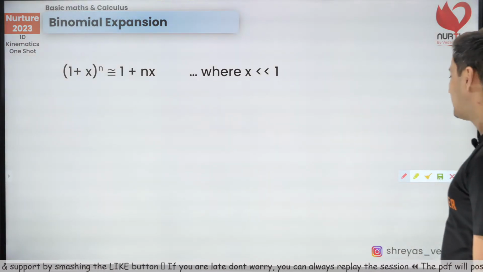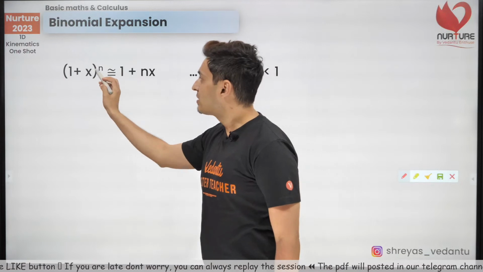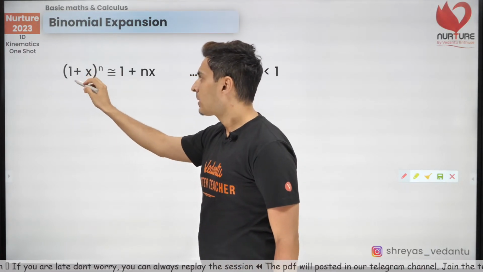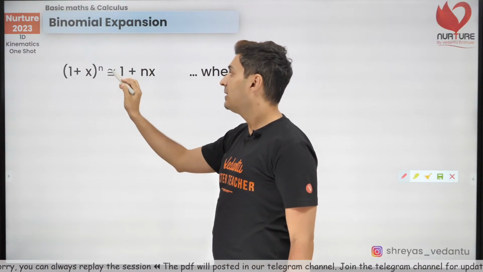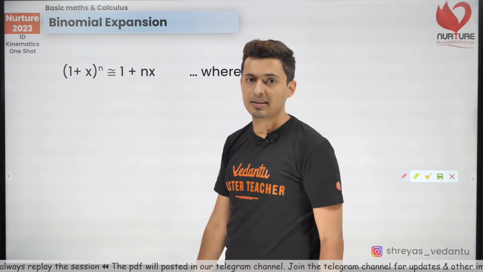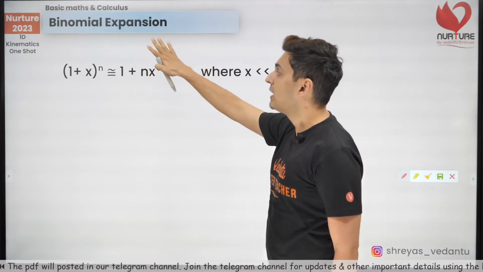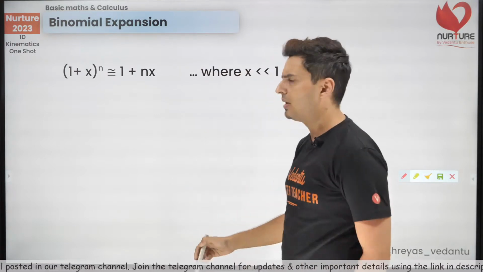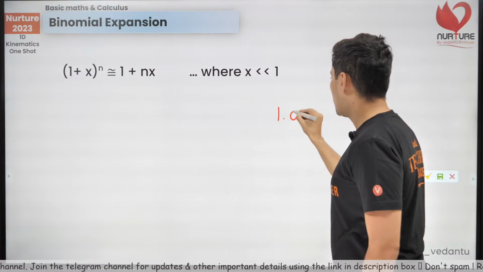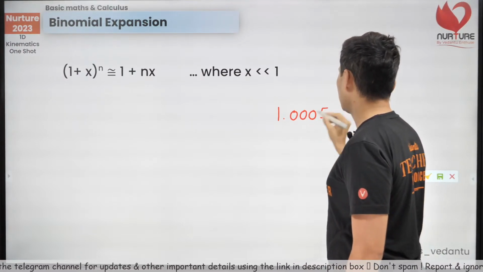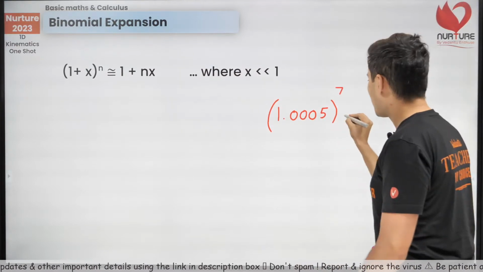Okay, so binomial expansion is used when you have something very small added to 1, or it could be minus also, doesn't matter, and it is raised to some power, then it approximately equals 1 plus nx. This whole expression or approximation is called binomial approximation. Example, let's say 1.0005, whole raised to 7.